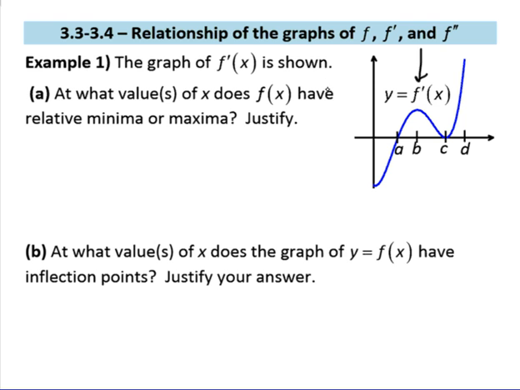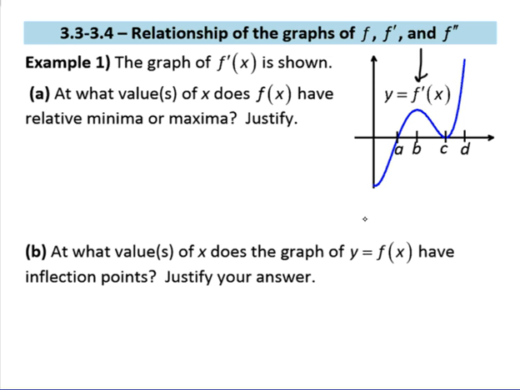The graph of f prime is shown. At what values of x does f of x have a relative min or max? Okay, so if you hadn't seen that this was the graph of f prime, a lot of people would say, oh, there's a relative max at b, a relative min at c, and that would be obviously incorrect. It's not that easy. So you have the graph of f prime, and you want to know where f has relative max or min.